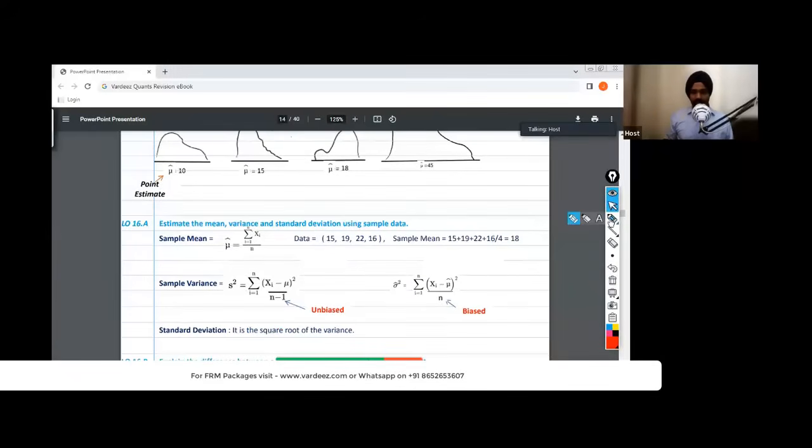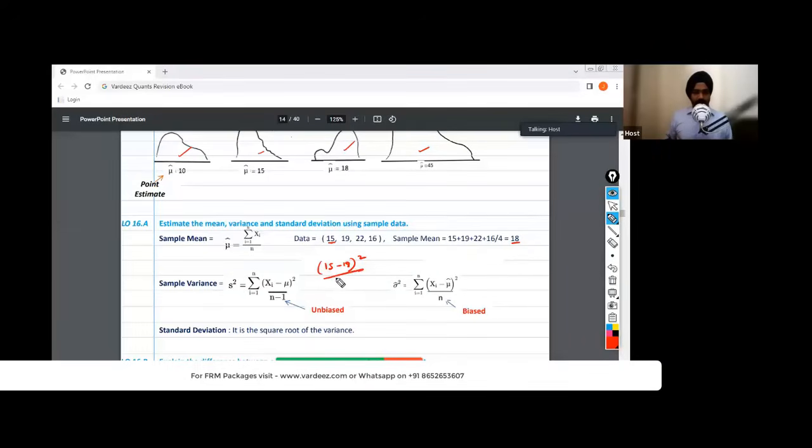Can I find the variance of these samples as well? Yes, I can do that. The formula is very simple. Whatever the x value is: x1 is 15, x2 is 19, x3 is 22, x4 is 16. I take each of the data. For example, the first one, I take 15 minus the mu. Mu is the sample mean, which is 18. I take this, I square it, and then n.